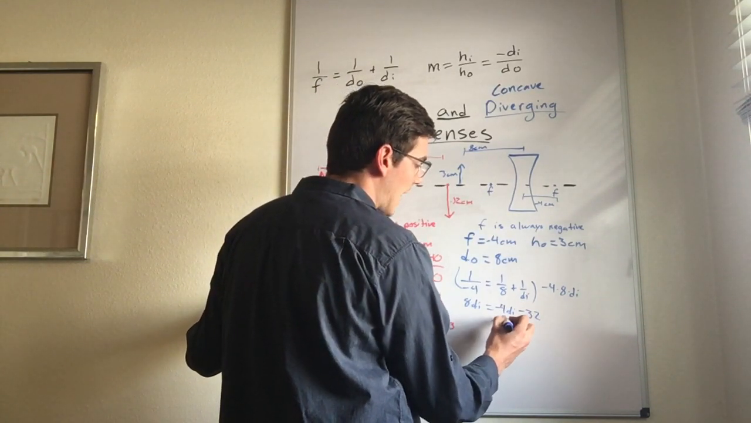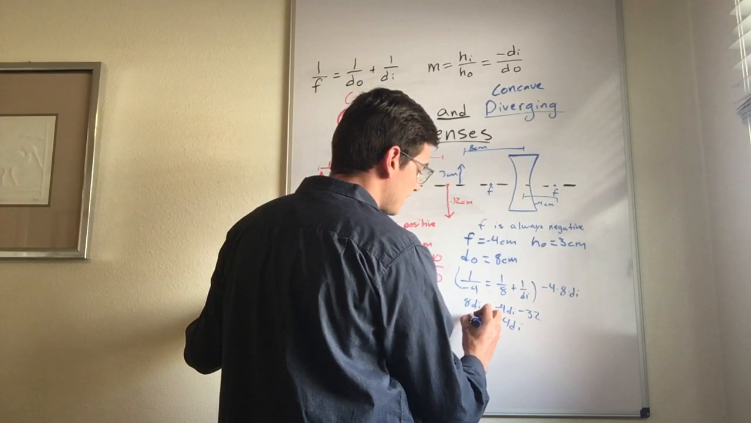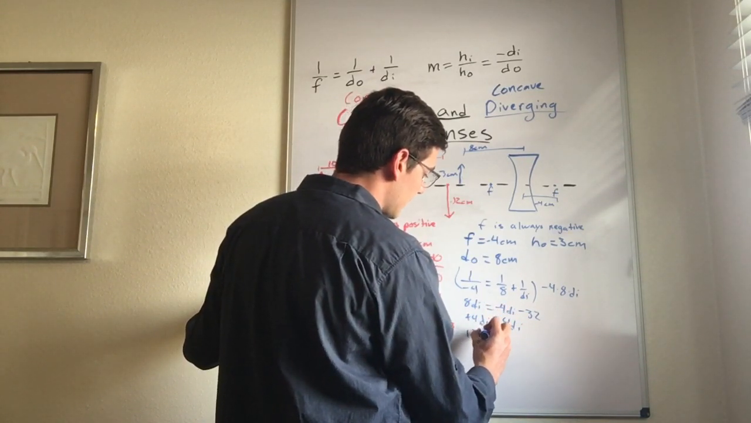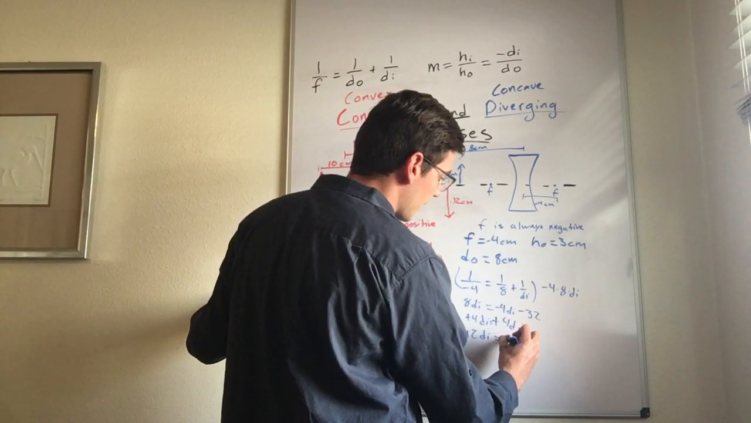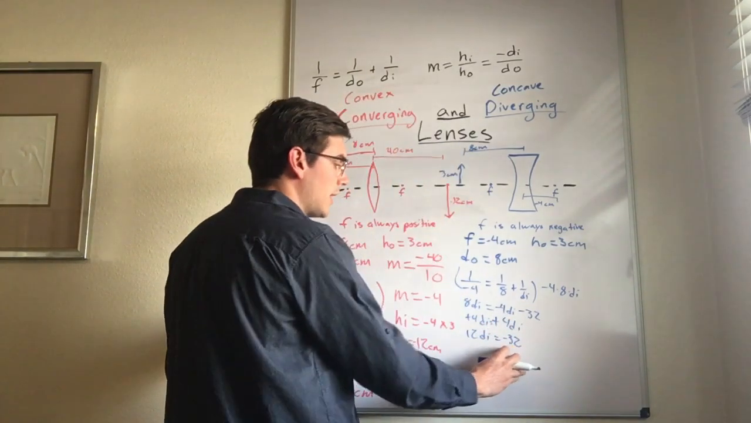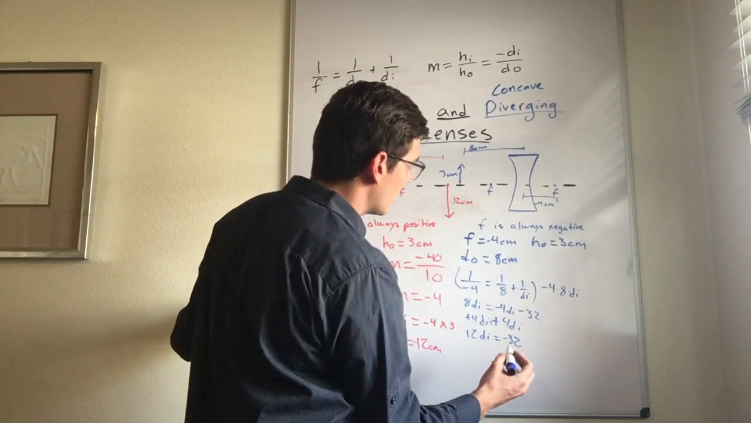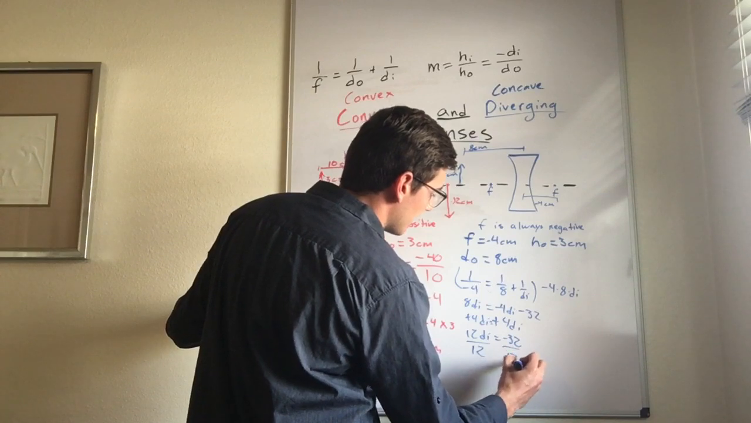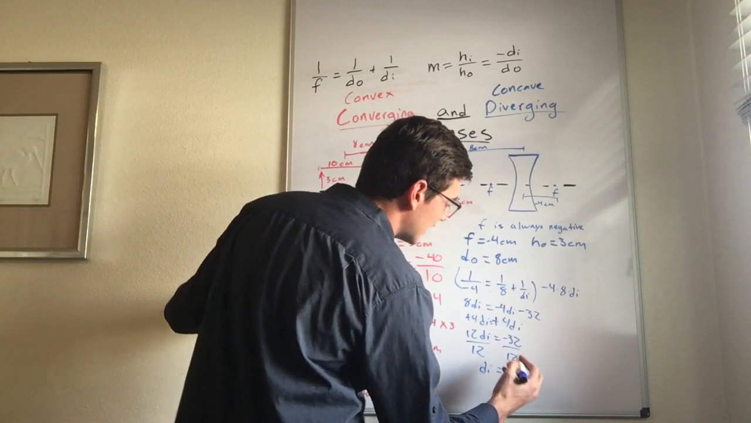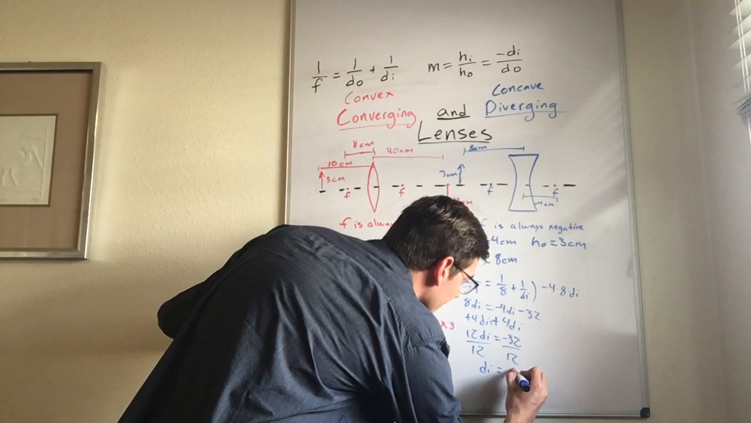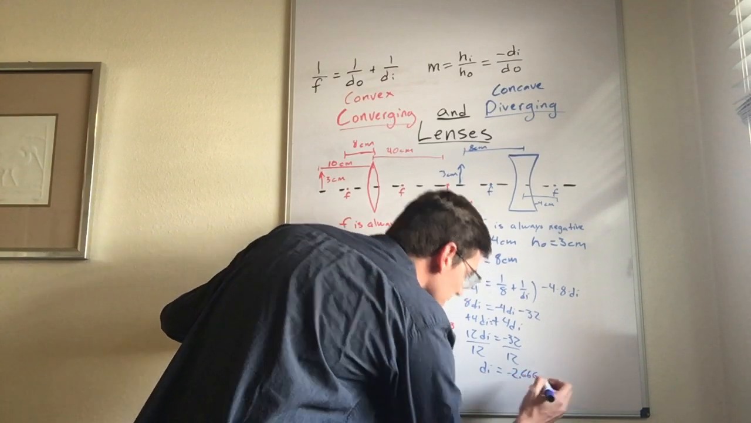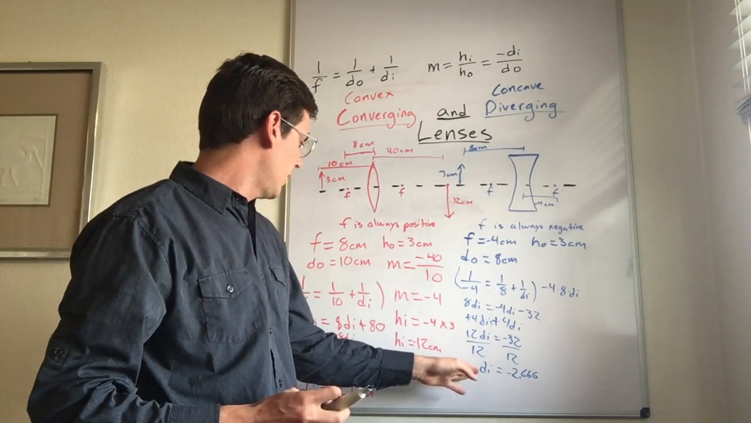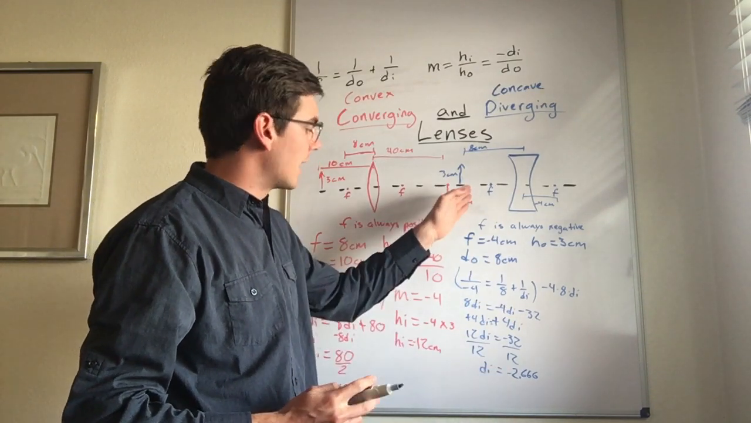So to solve this, we can just add 4 di to both sides, and that gives us 12 di equals negative 32. So now we know that 12 di is going to equal negative 32. So if we just divide by 12, we get di equals negative 2.666, or 2 2/3.